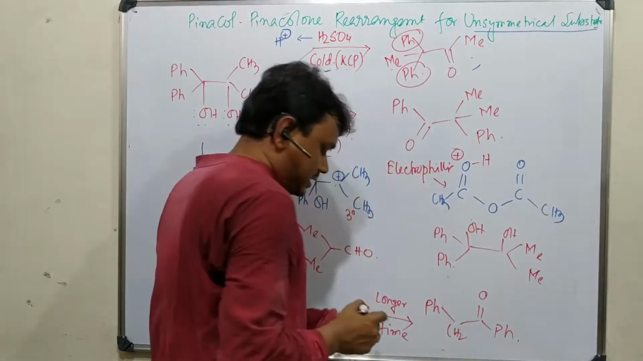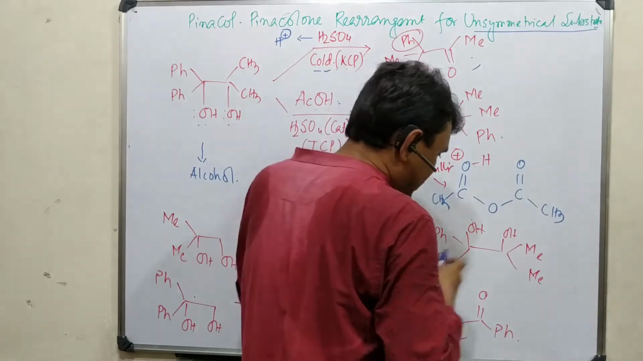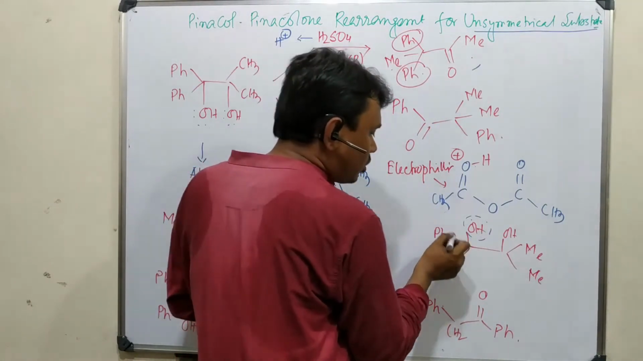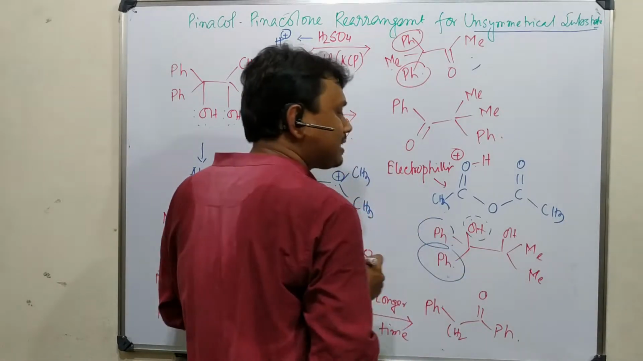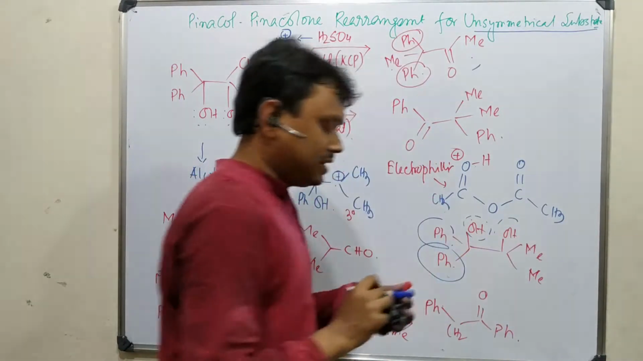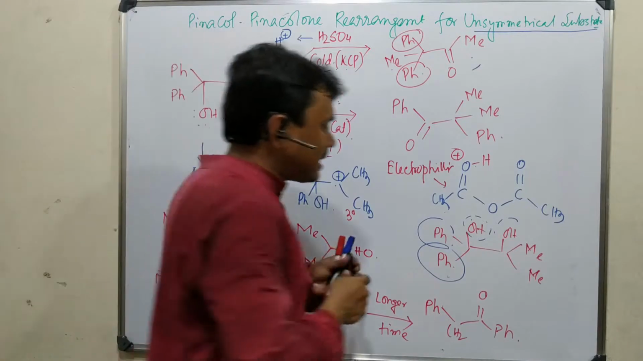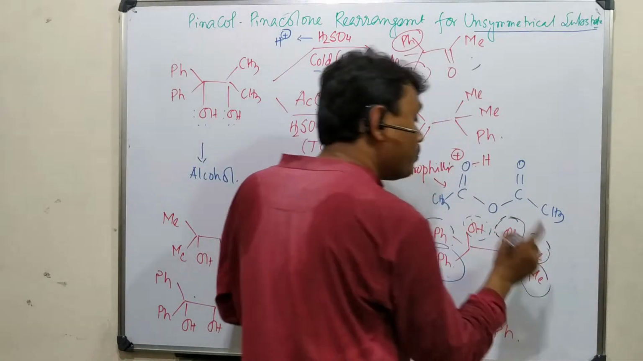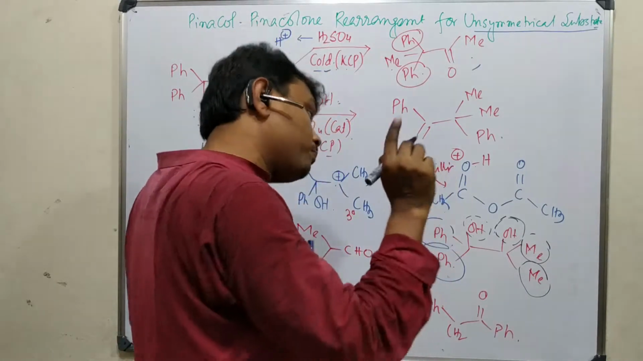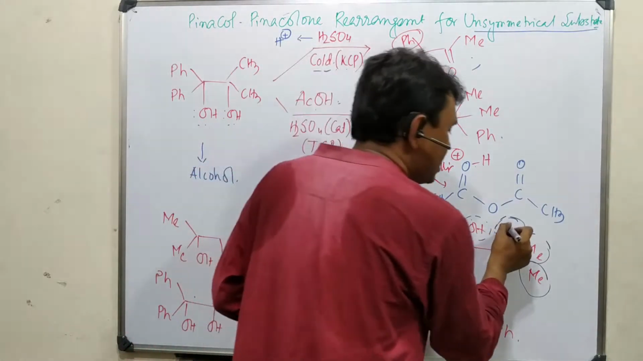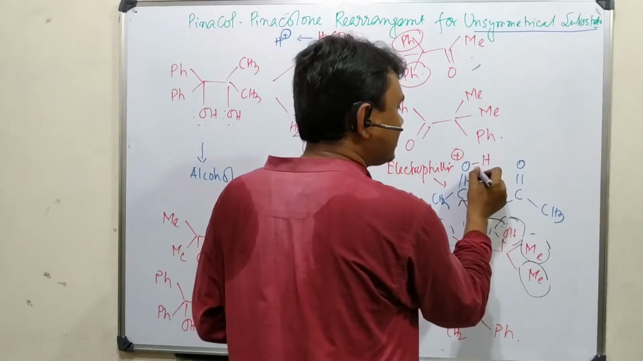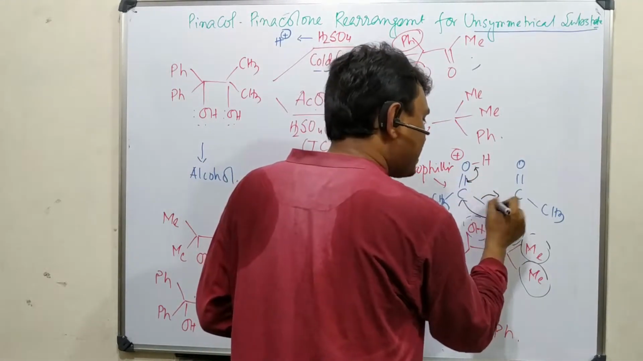If this hydroxyl attacks, then the bulkness of these two phenyl groups will matter. But if this other hydroxyl attacks, then the bulkness is lesser in the case of methyl compared to phenyl. I repeat, compared to phenyl, methyl is less bulky. So this oxygen will attack, it will push back, and it will leave.